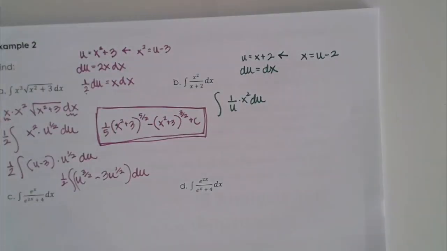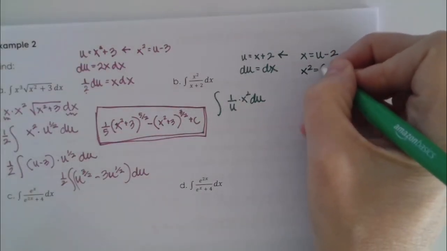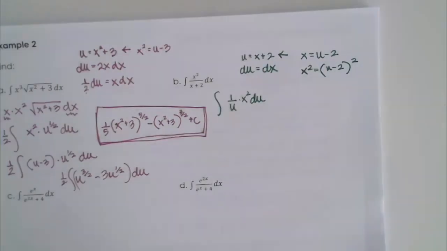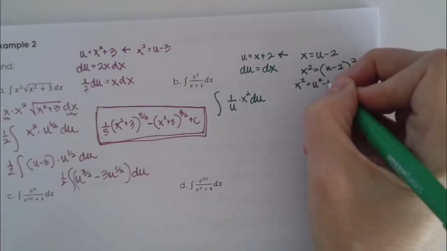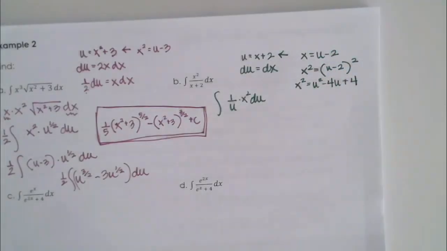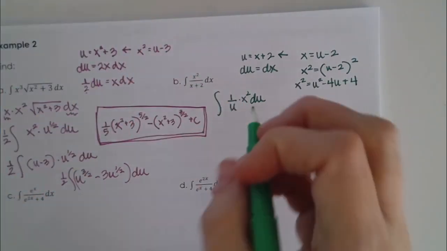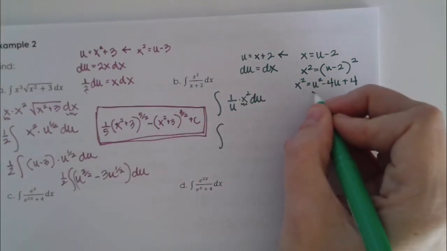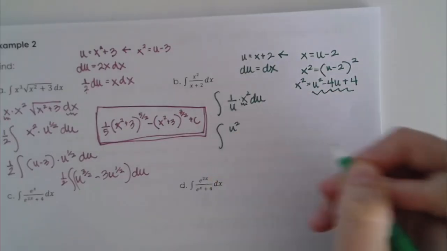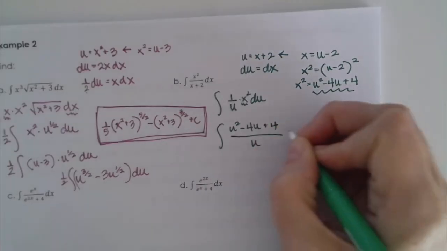Except I don't want to replace x, I want to replace x squared. So if I square both sides, x squared is the same thing as u minus 2 all squared. Now, it's probably going to be a little nicer if I multiply that out, and that is u squared minus 4u plus 4. I do that because if I put it in the numerator like it was, it'll look a little better. So let's go back to that form. This x squared gets replaced with what we just did here: u squared minus 4u plus 4 all divided by u du.